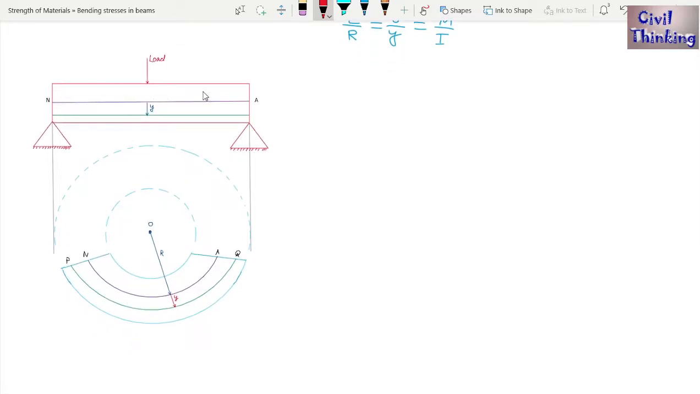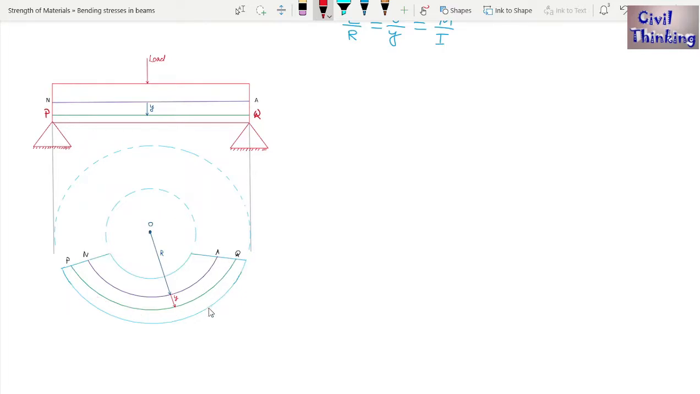Let's consider this is a beam. You can see a load is applied on this beam. This is the neutral axis of the beam, and I have considered a layer. Let us say the layer is PQ. This is another longitudinal layer, and when you apply the load, it bends into a circular arc, right? Of course this bend is a circular arc, therefore it is a part of a big circle, because that is the assumption of the theory of pure bending.